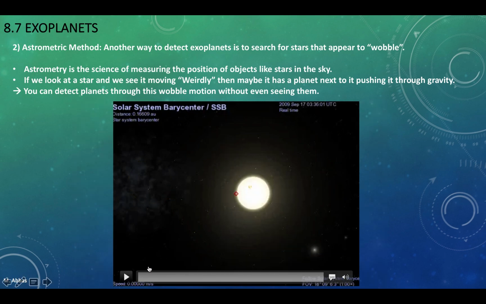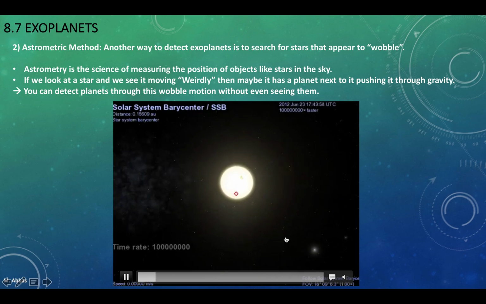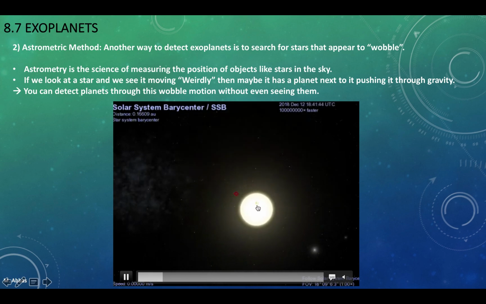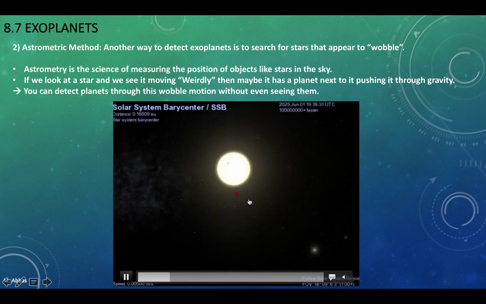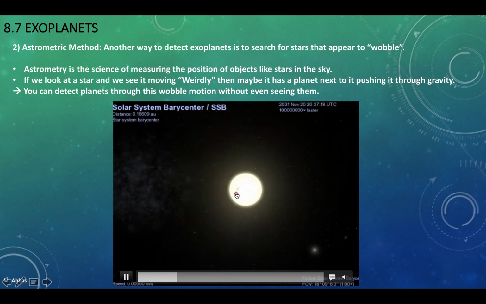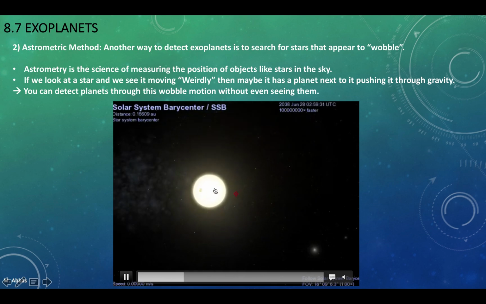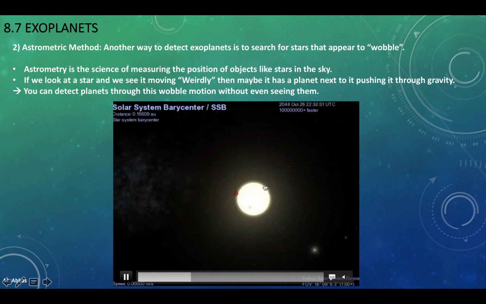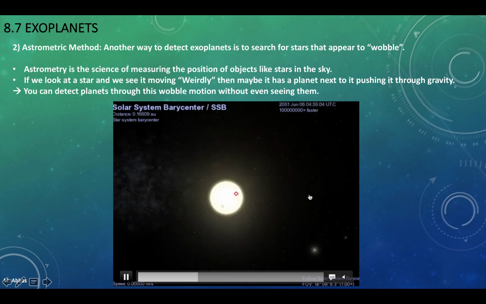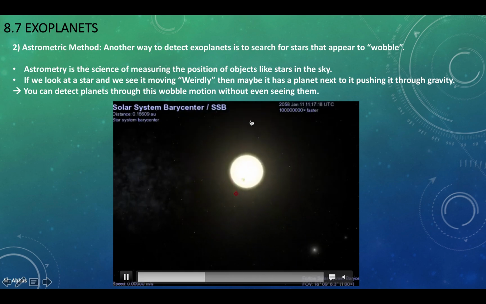Now, let's talk about it more. Our sun is no exception. This is our sun. But our sun also has planets orbiting around it, and because of that, look how the sun is wobbling. It is wobbling, it's doing a circle around this red circle. This is our sun wobbling due to planets orbiting around it.